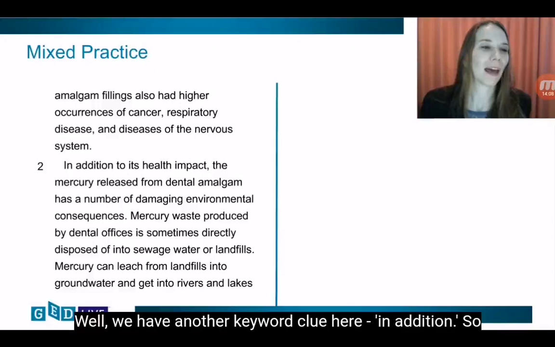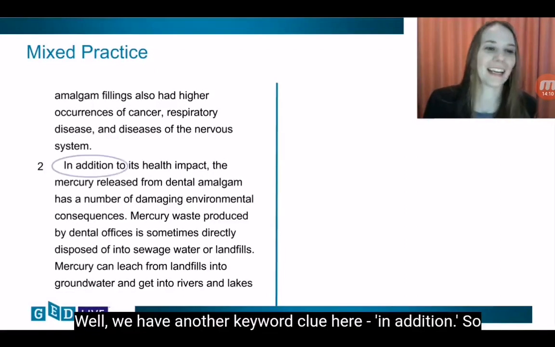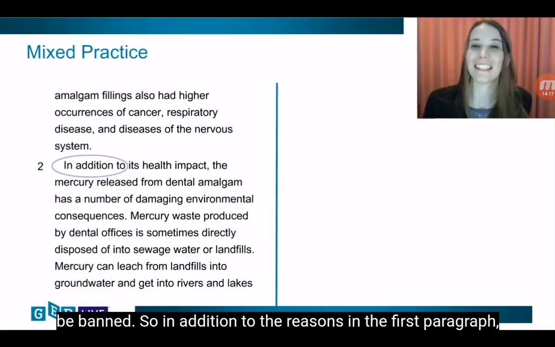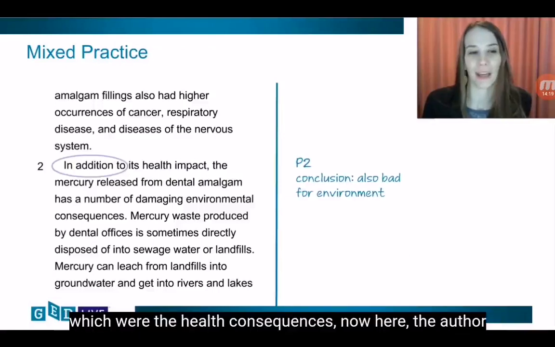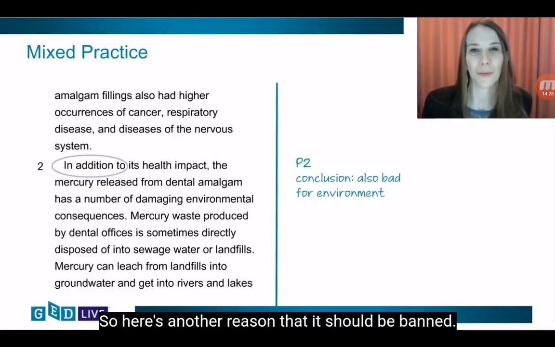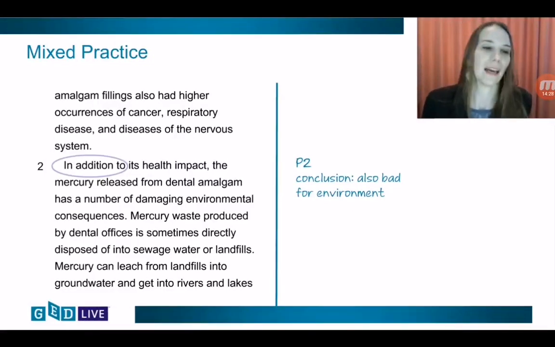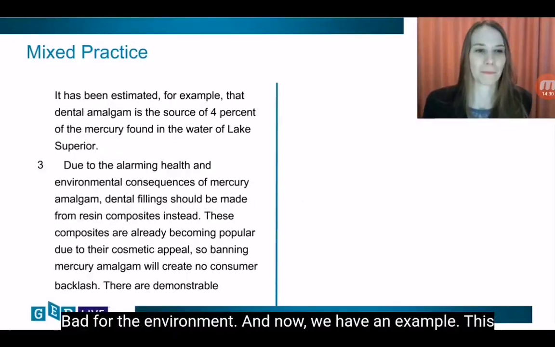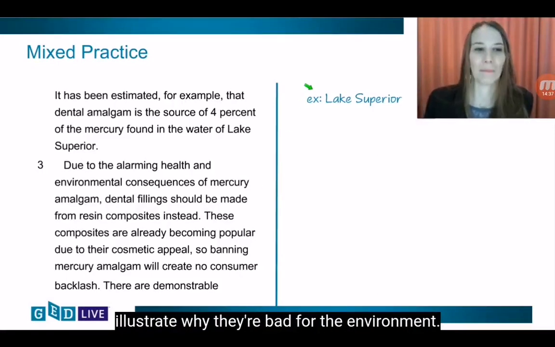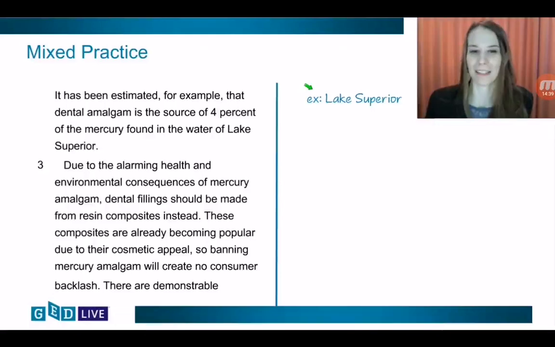Well, we have another keyword clue here, in addition. So this is going to provide more evidence for why this should be banned. So in addition to the reasons in the first paragraph, which were the health consequences, here the author says, well, they're also bad for the environment. So here's another reason that it should be banned. Bad for the environment. All right, and now we have an example. This is the specific evidence that the author uses to illustrate why they're bad for the environment.